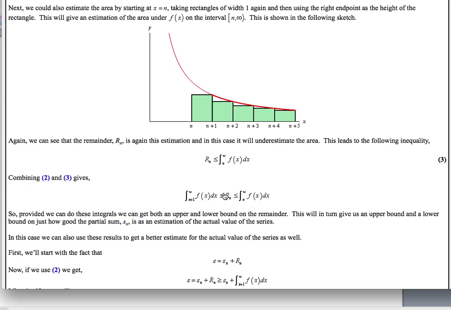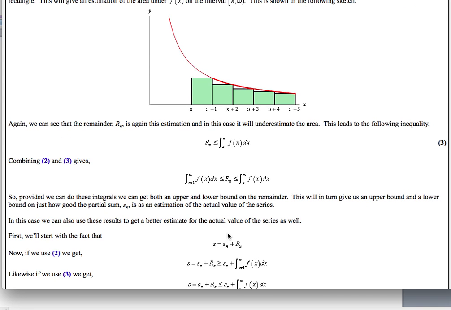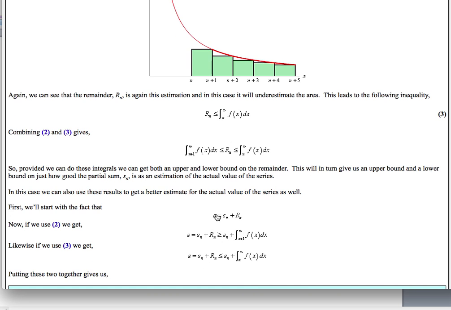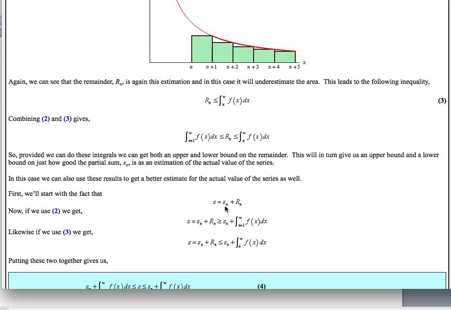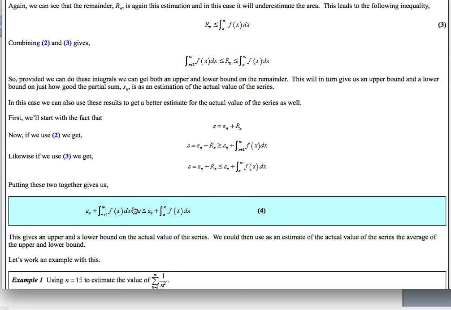If we can estimate the remainder, we can also estimate the sum that the series converges to, using where the remainder came from. Let's remember that the sum is the first n terms plus the remaining terms after that. So what you can basically do is put this together with this, and solve for s, and you can get a bracket on s. Don't make this hard, it's very easy algebra, it just kind of looks ugly, so I'm not going to write it down.